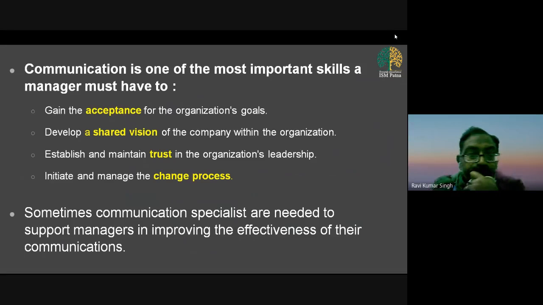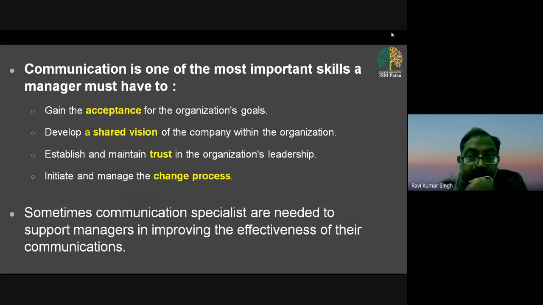Every organization has some kind of mission, some kind of vision, and that mission and vision must be shared, must be accepted by the target audience. It may be internal, it may be external, so that they work in the same direction.